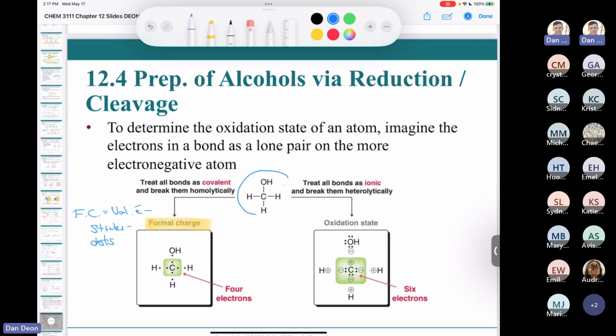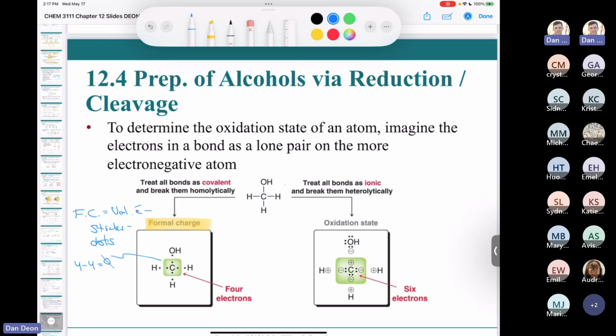Okay, that's what I teach my students. So if we take a look at methanol, carbon has 4 valence electrons. Subtract 1, 2, 3, 4 sticks. There's no lone pair, so there's no dots. 4 minus 4 gives you 0. I'll just pencil that in here. So on the carbon, you'd say 4 minus 4 equals 0. However, the oxidation state of this carbon is actually -2.